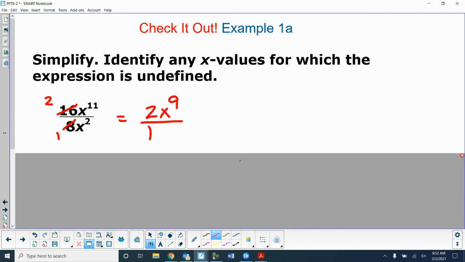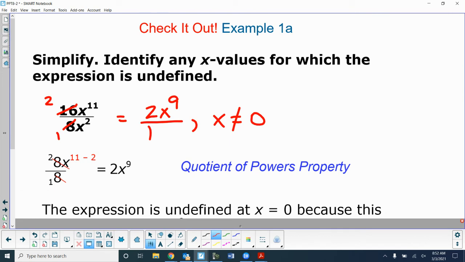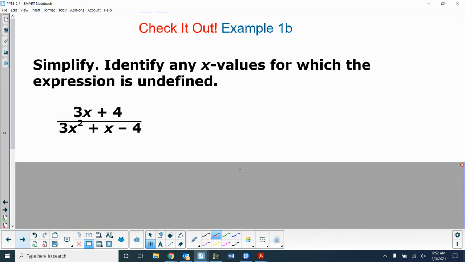Restriction? What's x not allowed to equal? Yeah, 0. Whenever there's no addition or subtraction, and there's a variable in the bottom, it's just going to be 0. So don't forget about that part, right? Identify the expressions that you're trying to find. Okay? There we go. All right, try that one.